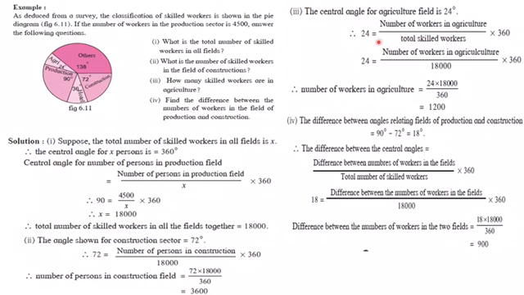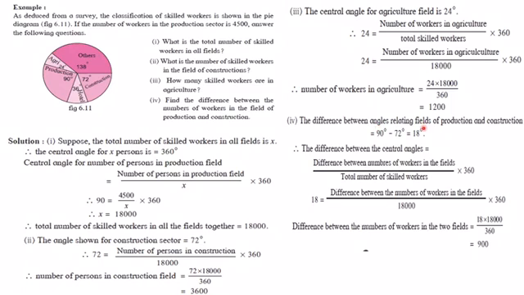The central angle for the agricultural field is 24 degrees. So this 24 by 360 you can do, number of workers in agriculture divided by total workers. Find out the number of workers in agriculture: 24 into 18,000 divided by 360. So it is 1,200.